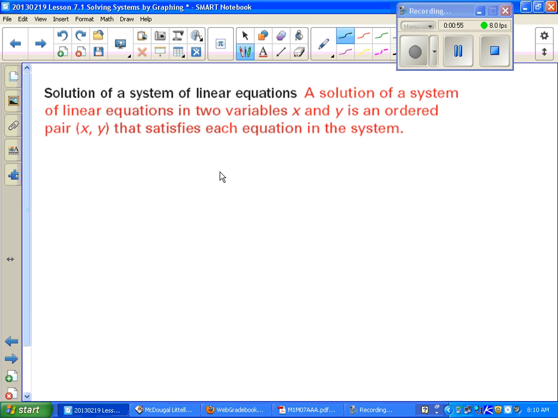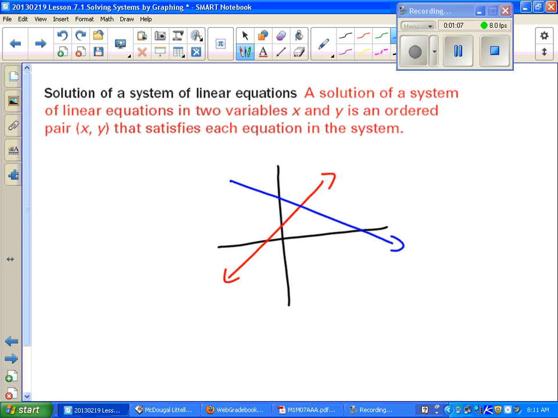You graph two equations on the same plane, and where they intersect, if we had a plane that looked like this, where the red line in this case and the blue line intersect, this is the solution, the point where they cross. That's the only point that when you plug the value in, it makes both equations true. So a solution of a system is two variables x and y in an ordered pair, and we would name that point as x comma y, whatever those values happen to be.